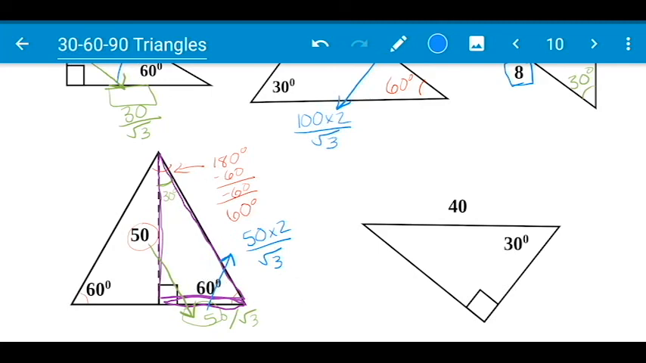Well, in this example, we need to know all of the sides. If this side is 50 times 2 divided by the square root of 3, and these angles are all the same, what is the length from here to here? Is it not just 50 times 2 divided by the square root of 3, or 100 over the square root of 3? And the same thing here. From here to here, we also have 100 divided by the square root of 3.